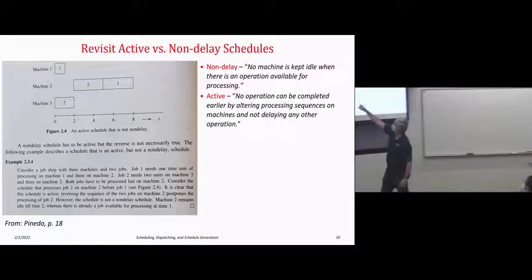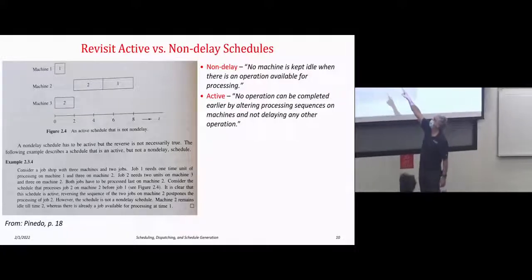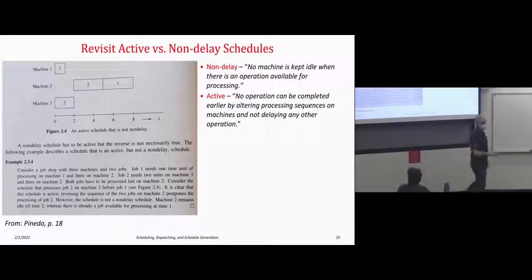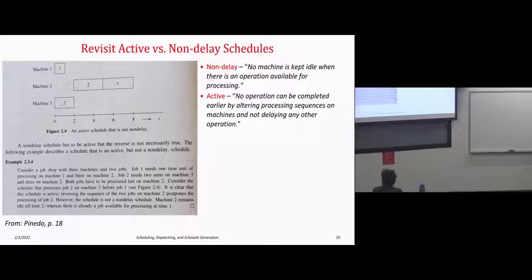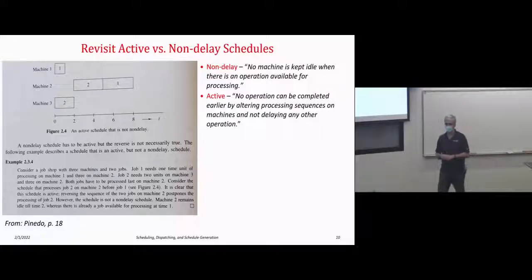Because if you look right there at time 1, operation 1 on machine 1 is done at time 1, and it can immediately start on machine 2. So there's a 1 time unit block right here that violates this rule. But it is an active schedule because if I move 1 over to here so that it finishes earlier, 2 is going to finish later. Does that make sense?